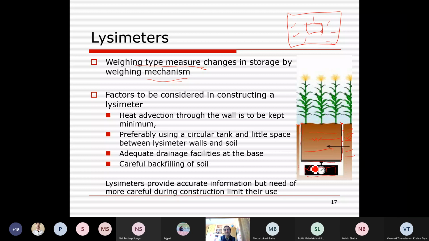So, factors to be considered in constructing a lysimeter: heat advection through the wall should be minimum. To avoid that difference between real soil and this tank wall, preferably use a circular tank. If you are making a circular tank, it has minimum area, you know. So it is preferred to have a circular tank and a little space between the lysimeter walls and soil, just like here in between.